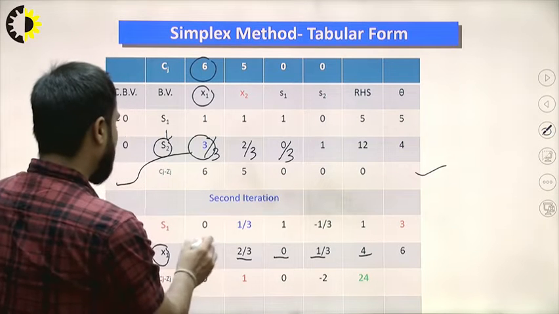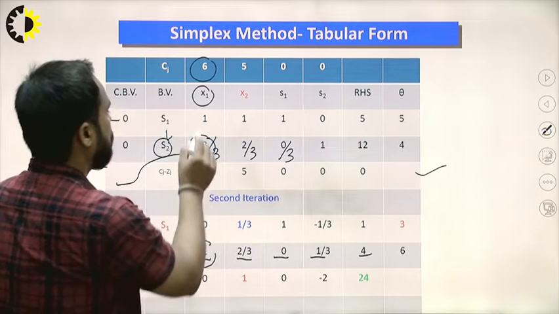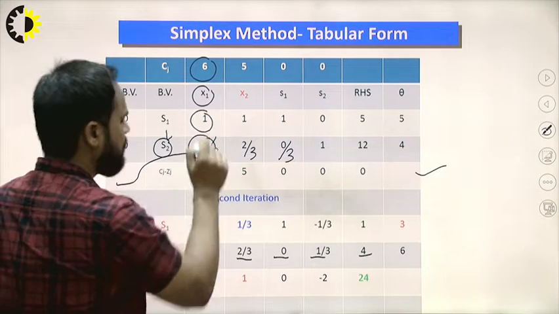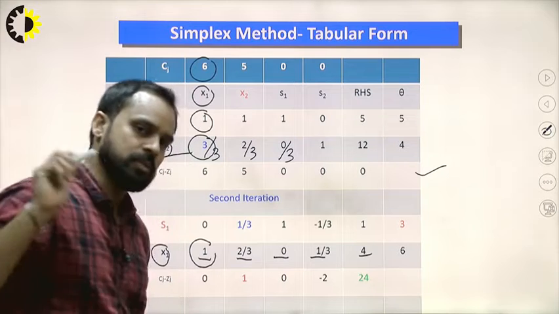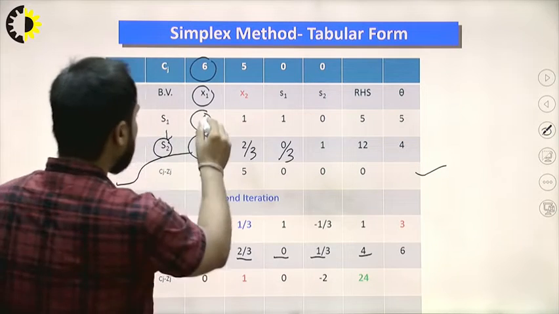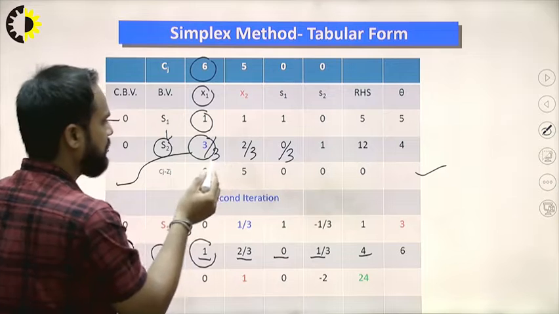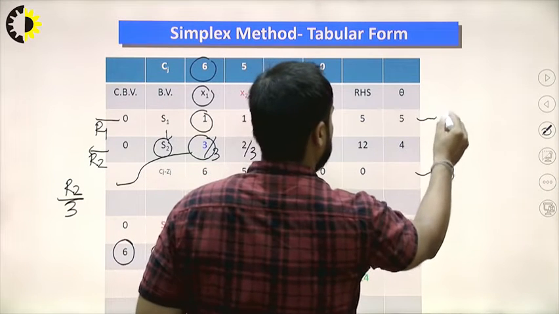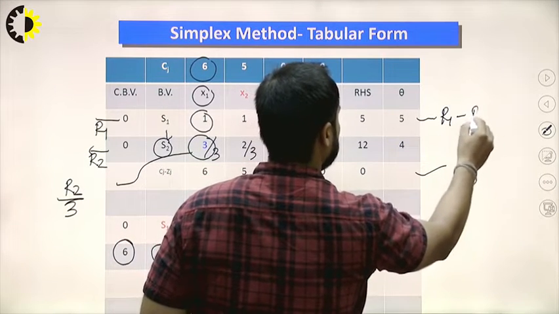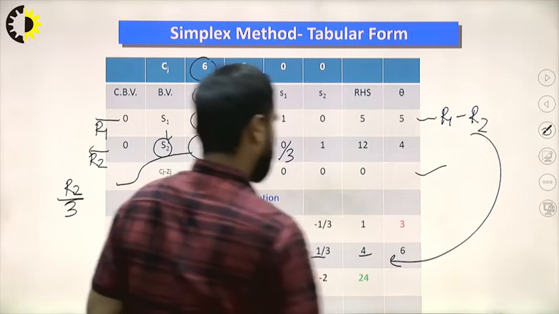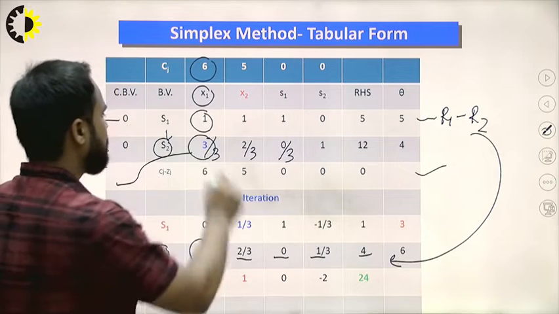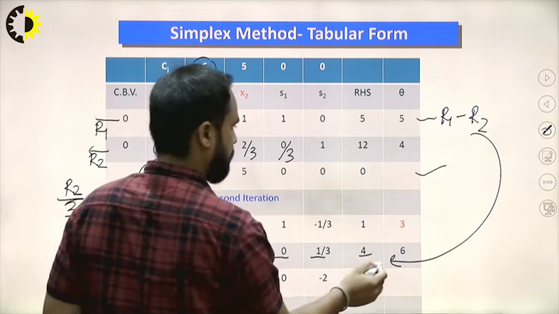Now the pivot element becomes 1. Now we have to make the other elements 0. Other than the pivot element, all elements in the key column must be 0. So how can we make this element 0? Just by applying the operation. Suppose this is R1, R1 minus R2. R1 is chosen from here and R2 is chosen from here. R1 is this and R2 is this, right?